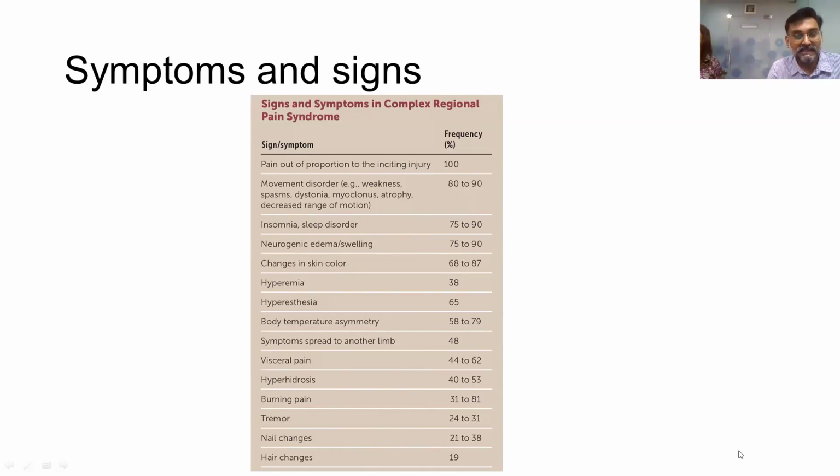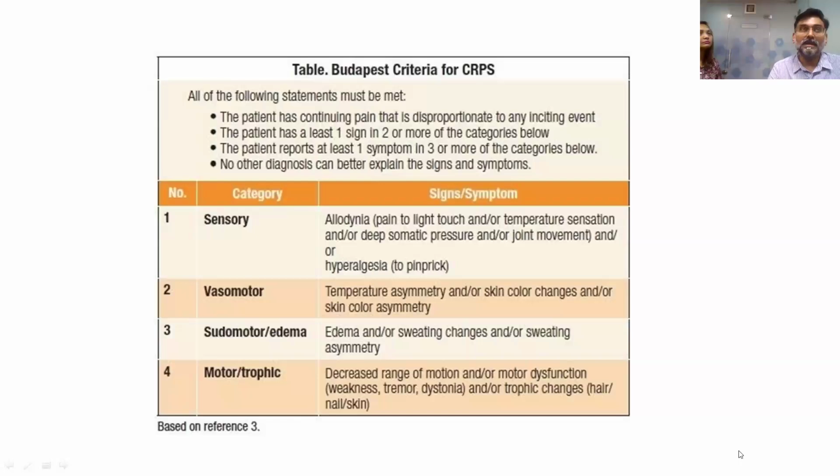Quite lesser than that is the incidence of movement disorders, that is weakness, spasms, dystonia, myoclonus, atrophy, and decreased range of motion. Some other patients could have insomnia or sleep disorder, neurogenic edema, changes in skin color, hyperemia, hyperesthesia, body temperature asymmetry, symptoms related to the other limb, visceral pain, hyperhidrosis, burning pain, tremor, nail changes, and the least incidence of hair changes.